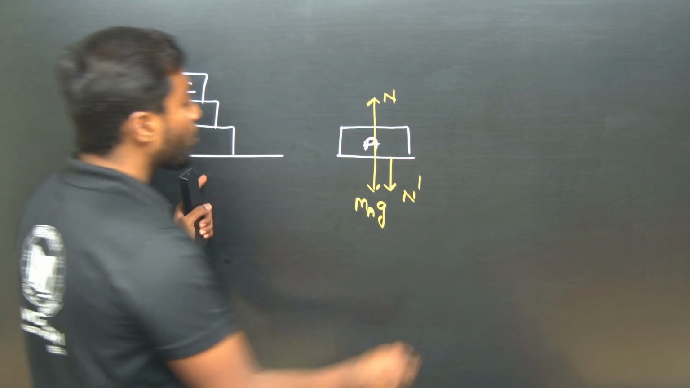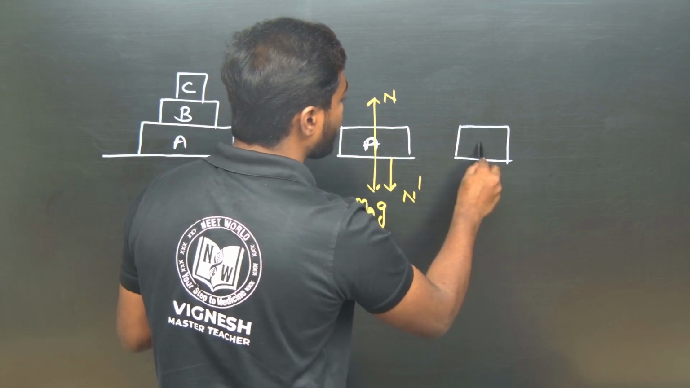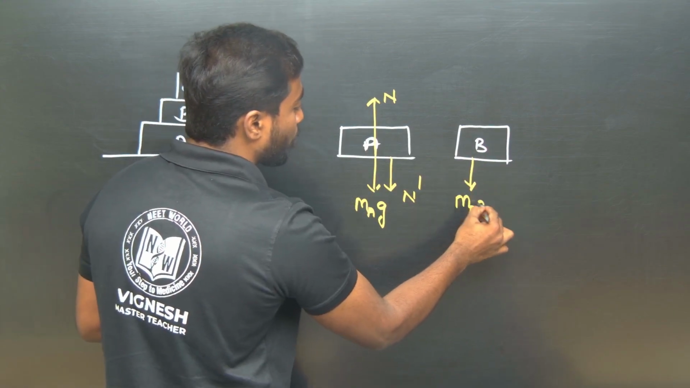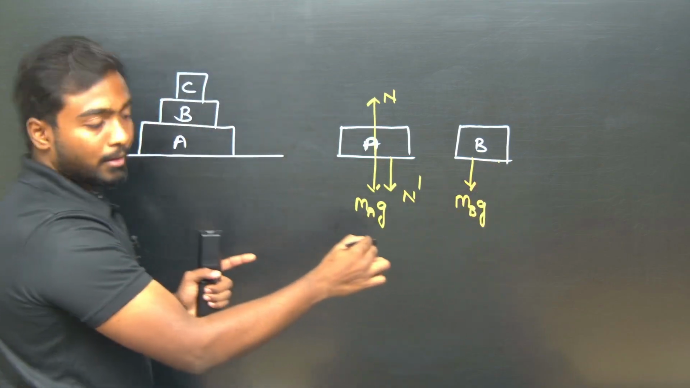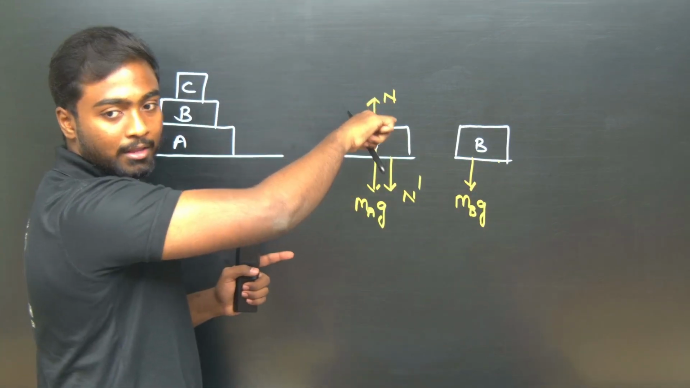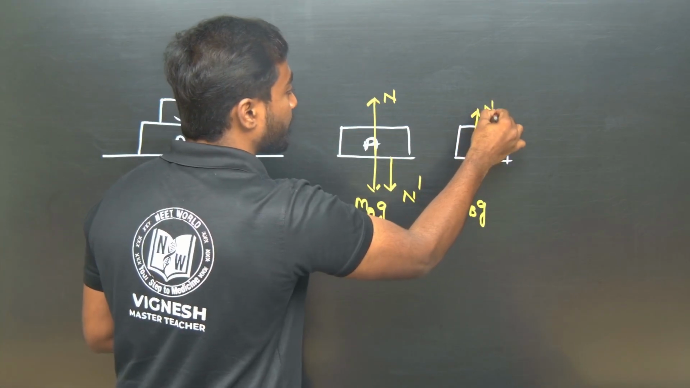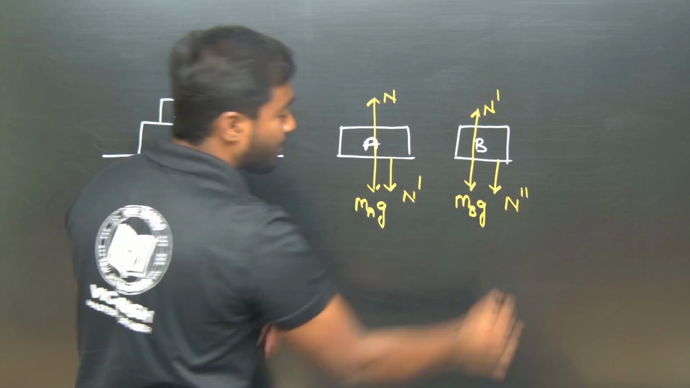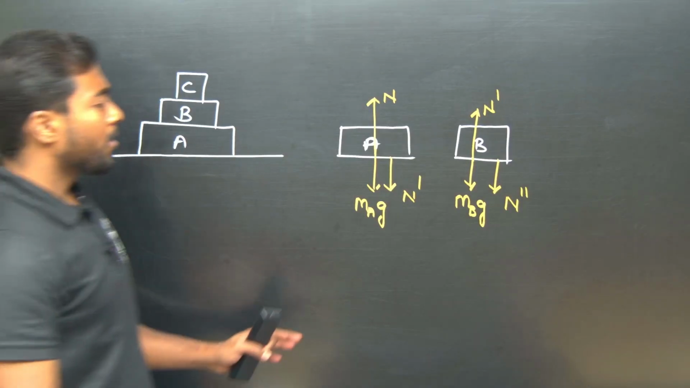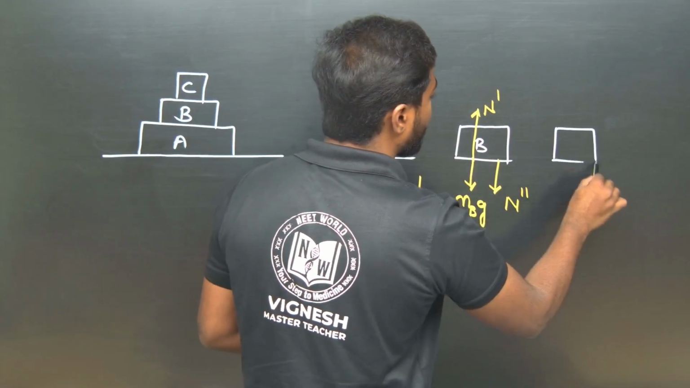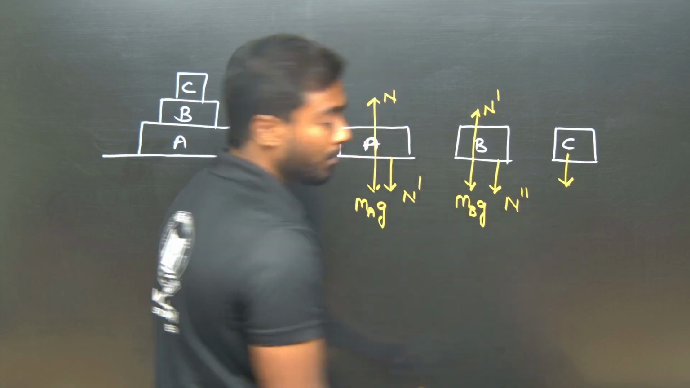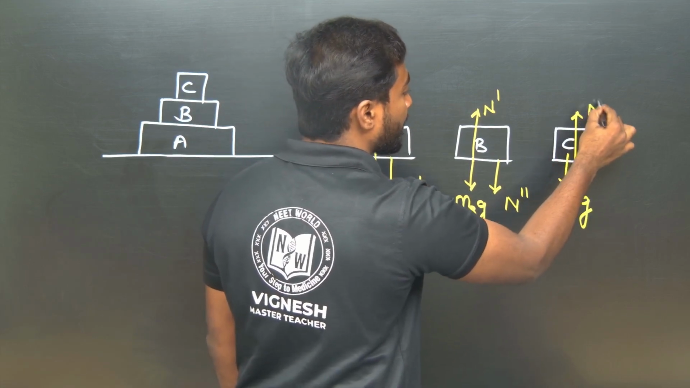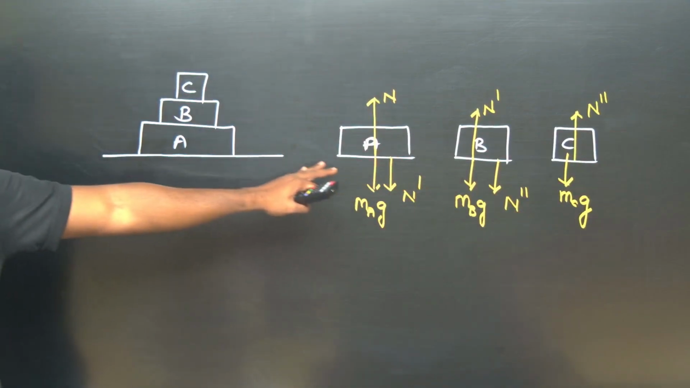Okay. Next I will go for block B. So when I talk about block B, the weight MBG will be acting towards down, and the same opposite force should be in the upward direction, that is N dash. And one more normal force, that I will take as N double dash. Okay, what about block C? Block C will have mass of C into gravity and a normal force which is N double dash. Is there any other thing acting over there?